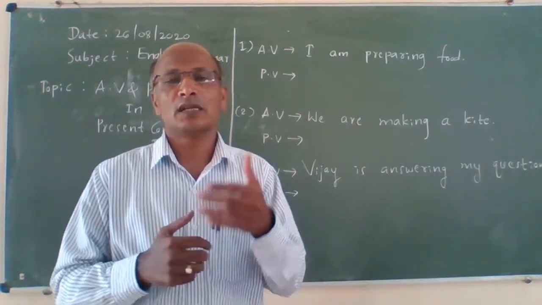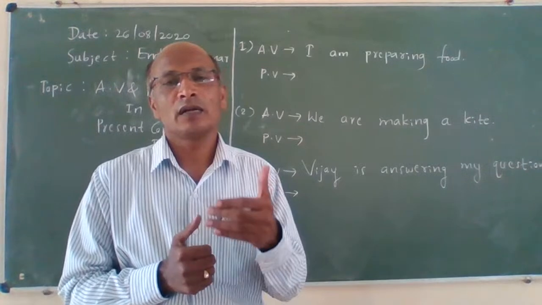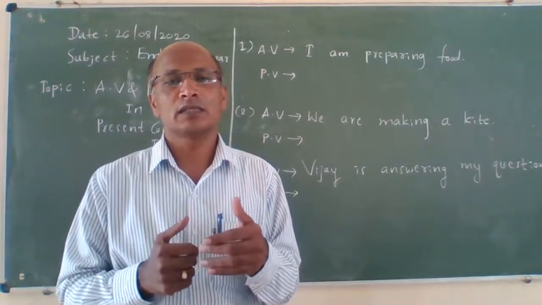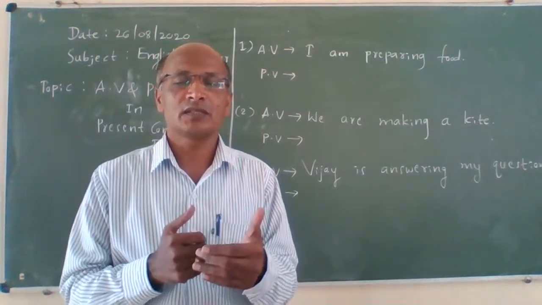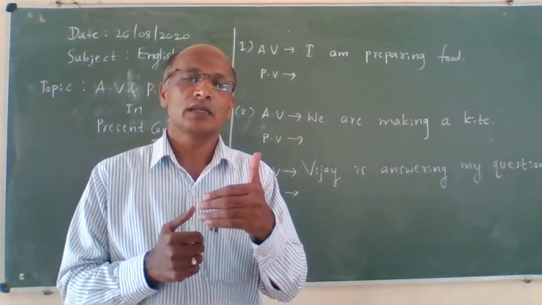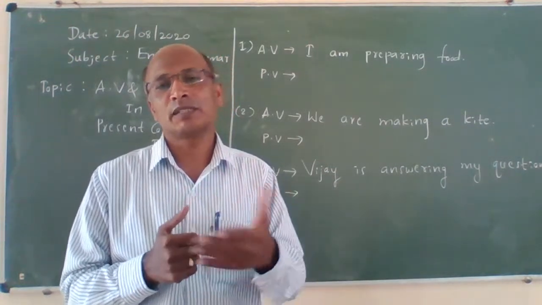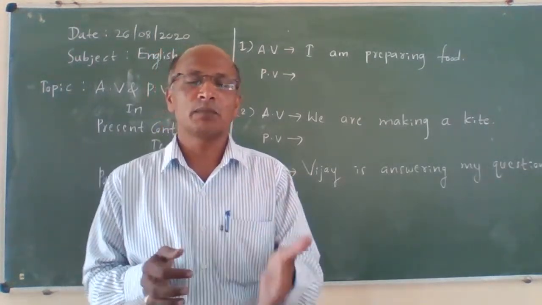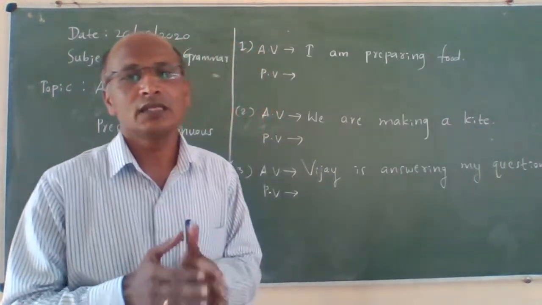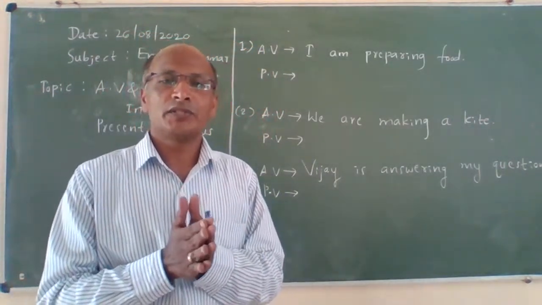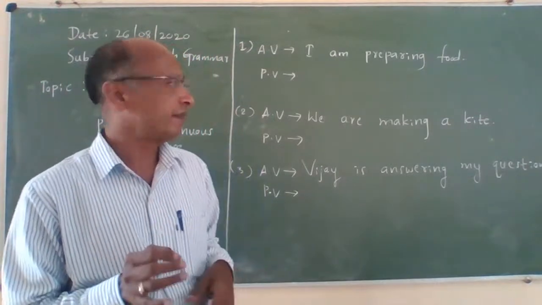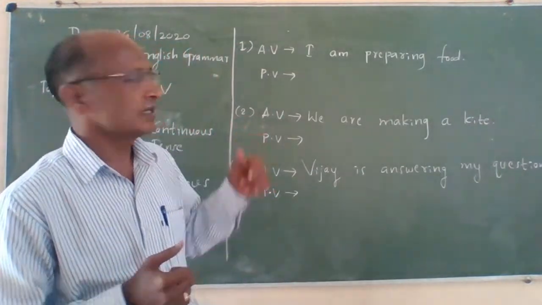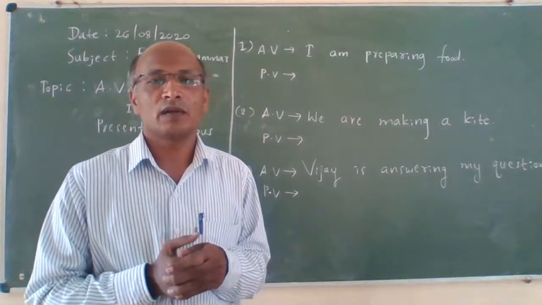We should understand what important items the formula includes. First object, then helping verb, plus main verb in past participle, plus by subject. That's about the previous tenses, I mean simple present, simple past, and simple future. In today's session, we are going to change from active to passive in terms of present continuous and past continuous tense.